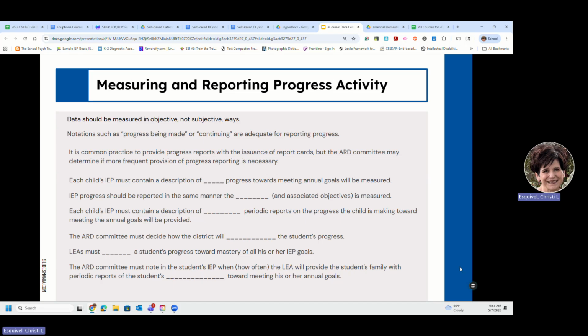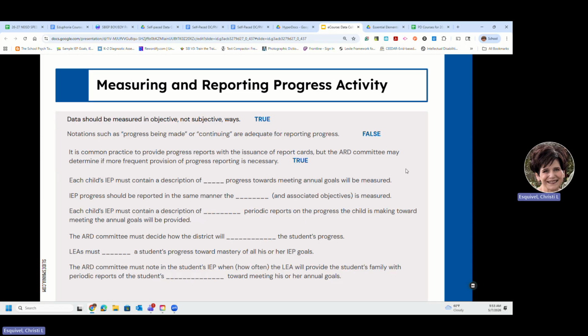Let's review the activity. Data should be measured in objective, not subjective ways. This is true. Notations such as progress being made or continuing are adequate for reporting progress. This is false. It's common practice to provide progress reports with the issuance of report cards, but the ARD committee may determine if a more frequent provision of progress monitoring reporting is necessary.